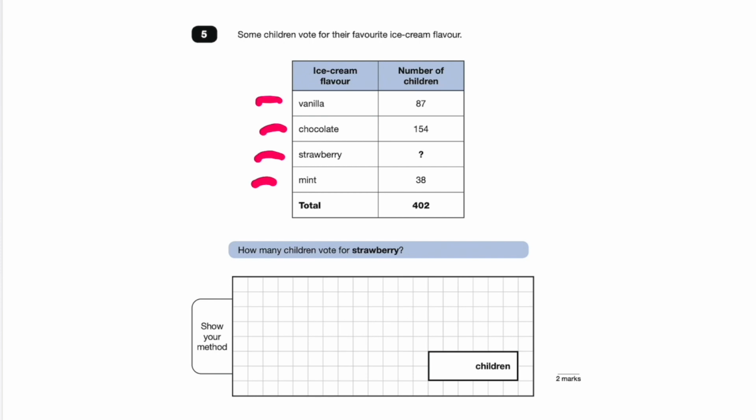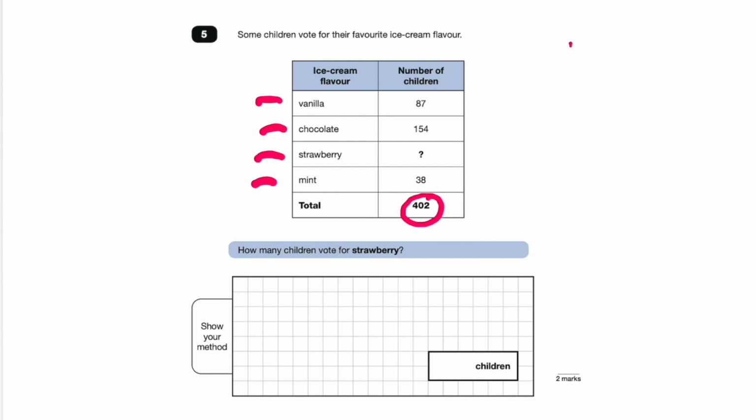And then we have the number of children that voted. 87 for vanilla, 154 for chocolate. We don't know how many for strawberry. I imagine that's going to be part of the question. And 38 for mint. But we have the total, and the total is 402. How many children voted for strawberry? There we go, that's the question.